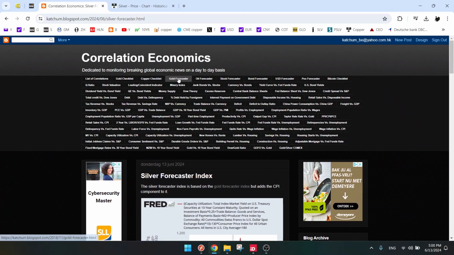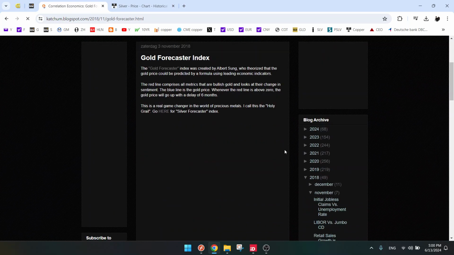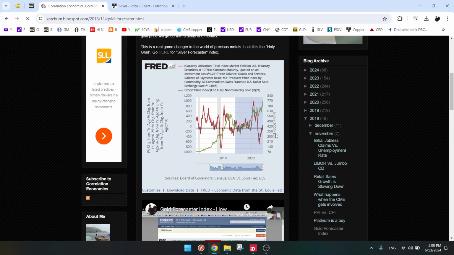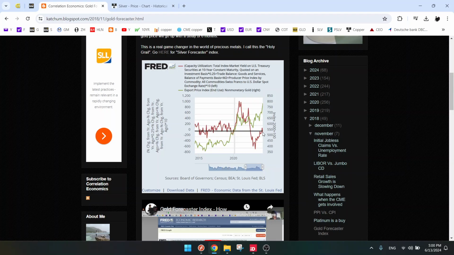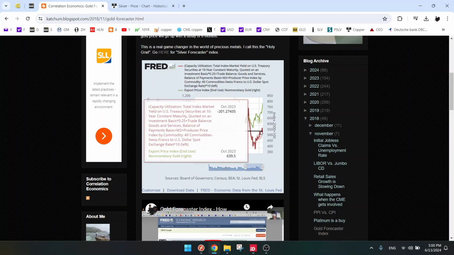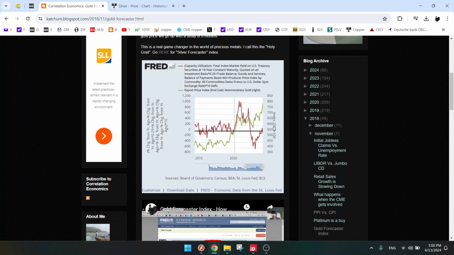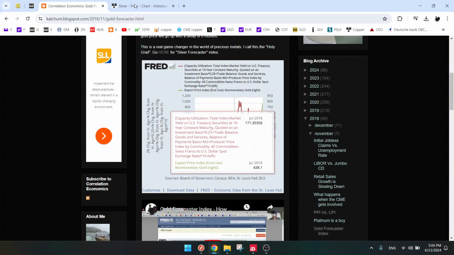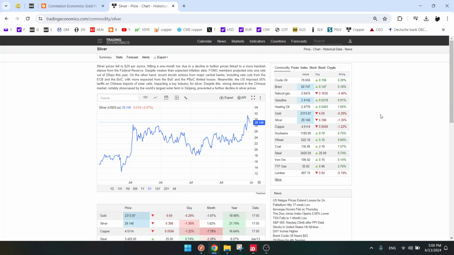Gold forecaster index, however, is looking better. As you can see here, this is the gold forecaster index. Here we can see that it's down a bit, but it's still around 0. So gold should be doing a little bit better than silver, at this moment. So let's see how that goes. So currently, I think we will have a little bit of disinflation, which means silver will underperform gold. As you can see here today, silver is dropping much more than gold.